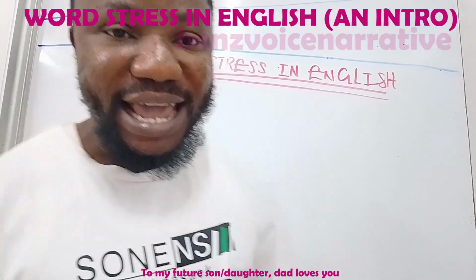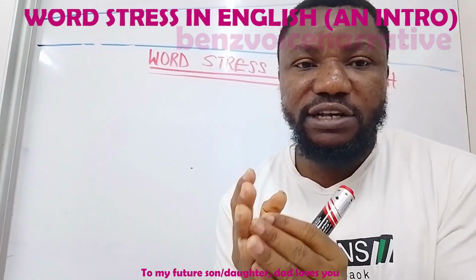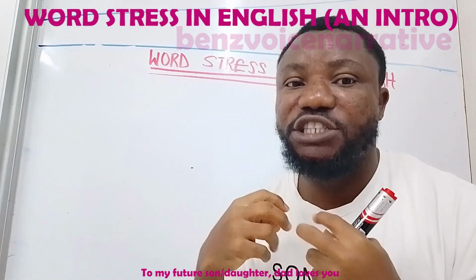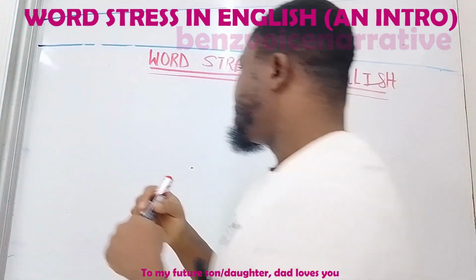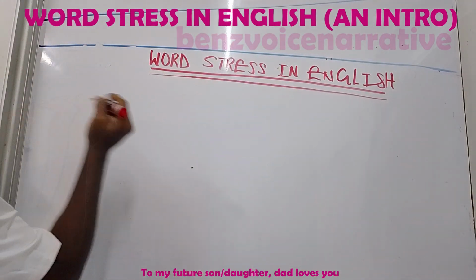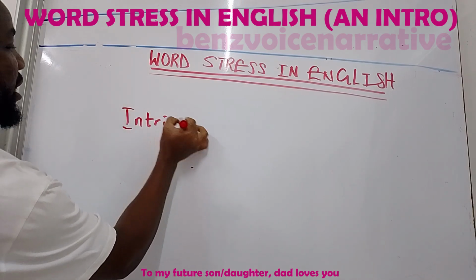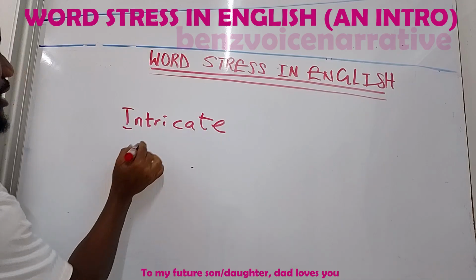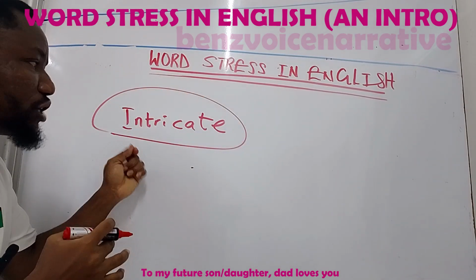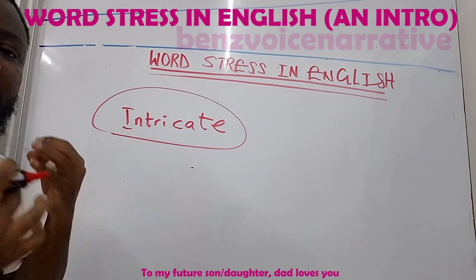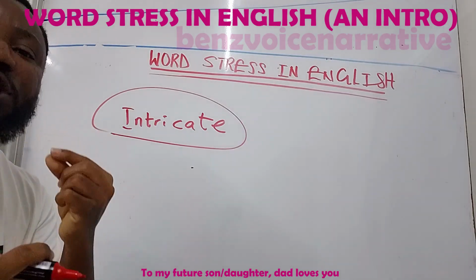A syllable is the smallest unit of a word that can be produced, that can be articulated, that can be said with a single breath pause. Let me give an example. Look at the word intricate. This is a single word, right? In this word, the smallest unit of this word is called a syllable. A syllable is the smallest part of a word that you can produce with a single breath pause.